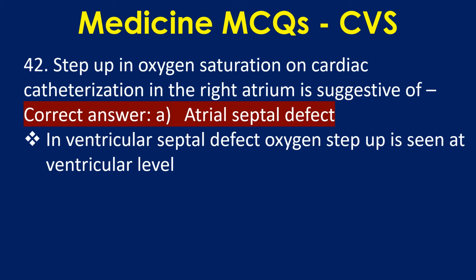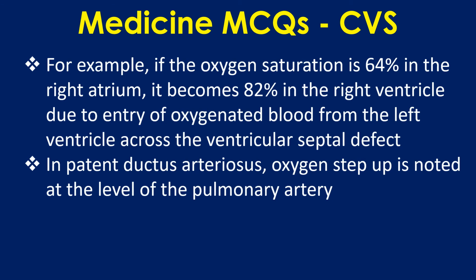In ventricular septal defect, oxygen step up is seen at the ventricular level. For example, if the oxygen saturation is 64% in the right atrium, it becomes 82% in the right ventricle due to entry of oxygenated blood from the left ventricle across the ventricular septal defect. In patent ductus arteriosus, oxygen step-up is noted at the level of the pulmonary artery.